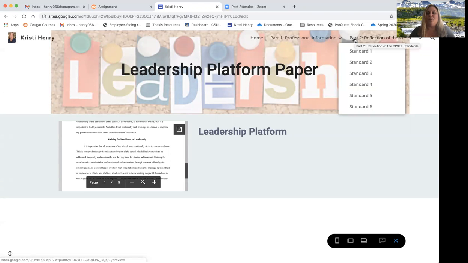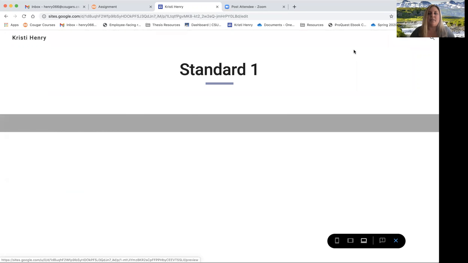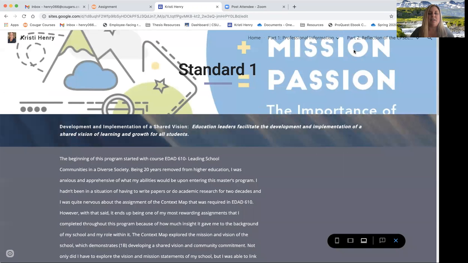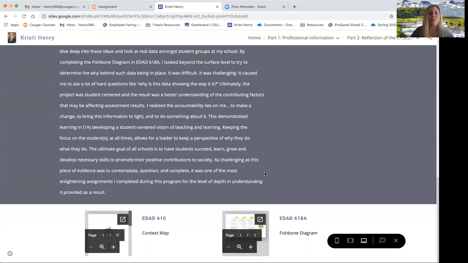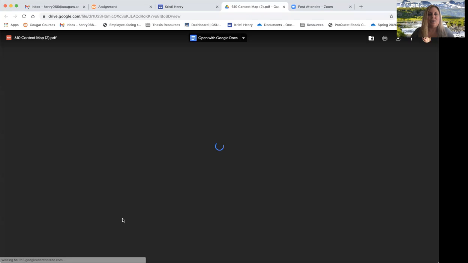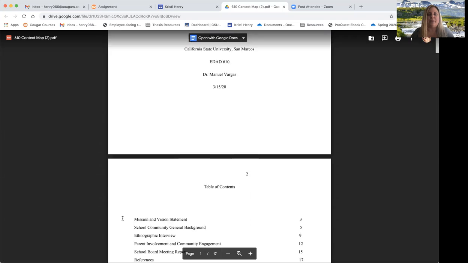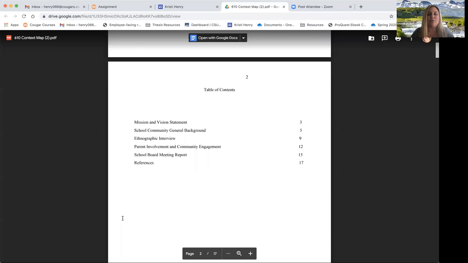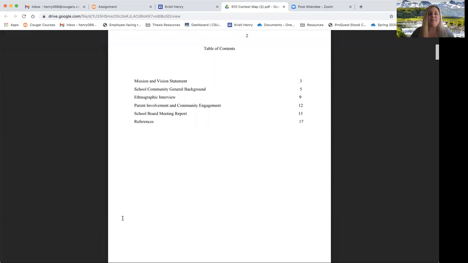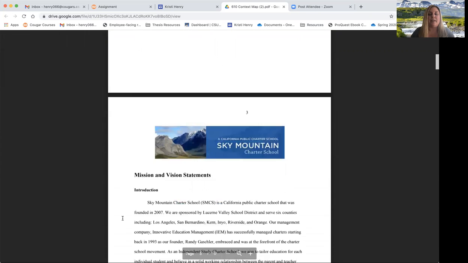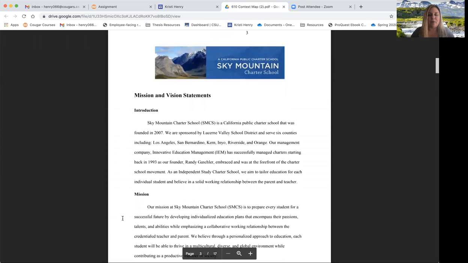Moving over to part 2, we have the CAPSEL standards, starting with standard 1, development and implementation of a shared vision. I have my reflection here and my 2 artifacts. The first one is from EDAD 610, which is my context map. And I chose this in particular because it really outlines the mission and vision of the school and the school community, general background, and how we involve the community in our school. I really enjoyed doing this assignment and found it very rewarding.